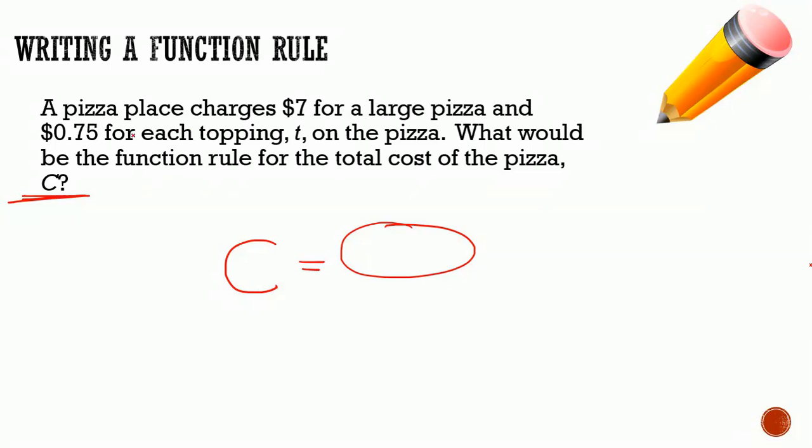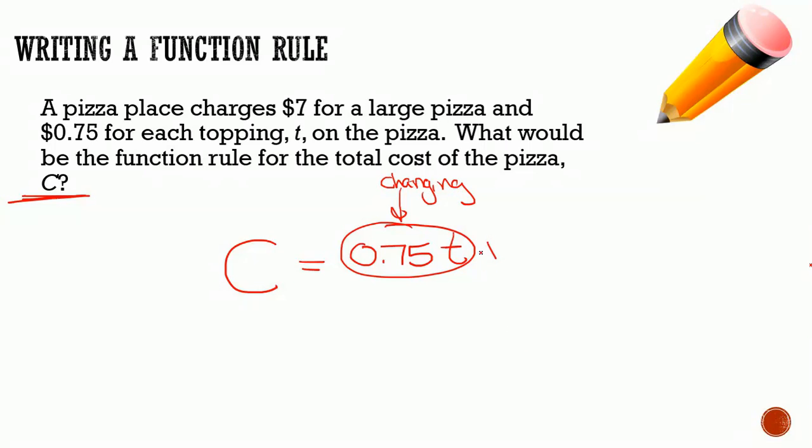So we know for each topping, we're going to pay 75 cents. We just don't know how many toppings we're going to put on this pizza. So I know for every topping, I'm going to pay 75 cents. So if I have, let's say, two toppings, I'm going to pay $1.50, right? So I did 75 cents times 2. So we're going to go 75 cents times T, because that's the changing amount. This is how much it's changing by each time.